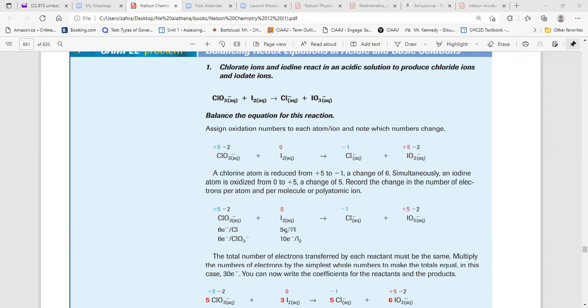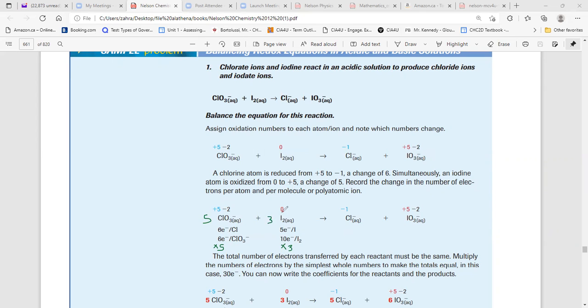Okay, we have 6 here, we have 5 here. But since here's 2 of that and here is 1, right? So it's 2 of this atom, so we multiply 5 by 2. It's 10 electrons for I2. And here is 6 electrons. Now we want to find the common number between them. It's 30. So it's going to be this one multiplied by 5, this one multiplied by 3. That's why I put the 5 here and 3 here.